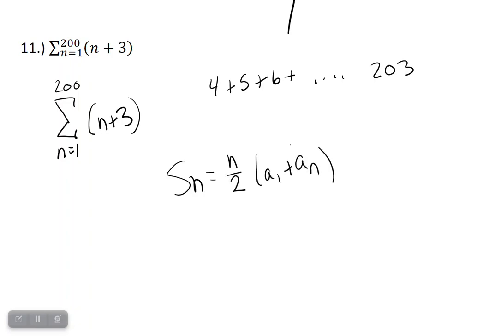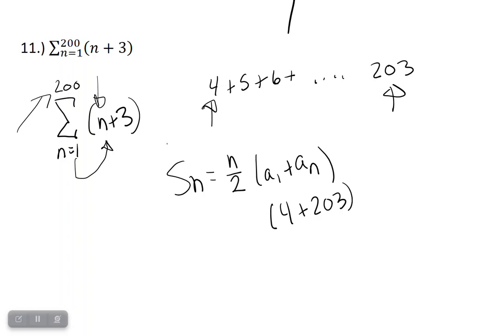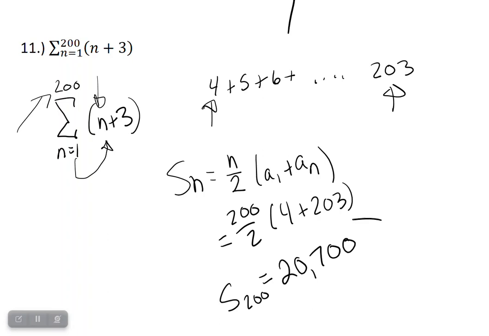and the last term. So if I take 1 and plug it in here, I get 4. And if I get 200 and plug it in, I get 203. So I'm going to take 4 plus 203. I know that I'm going to go for 200 terms, so 200 over 2. And I will get 20,700. And that will be the summation of those first 200 terms.